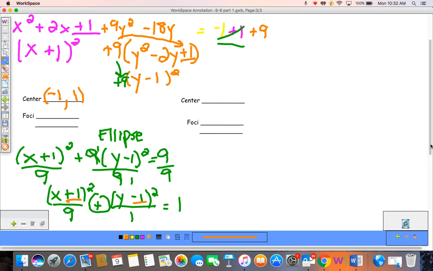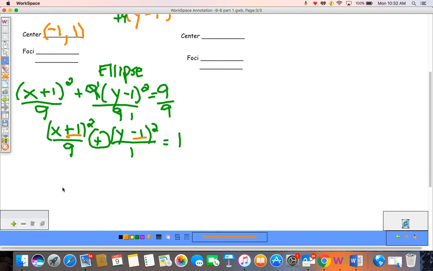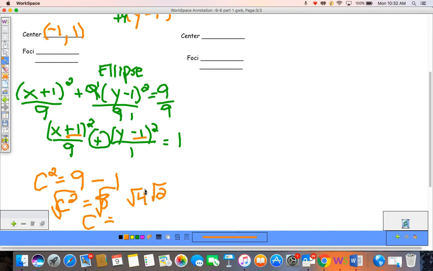Let's find my c. So in this case, c squared equals a squared, 9, minus b squared. A squared is always larger, so c squared equals 8. We're going to take the square root. And square root of 8 would be square root of 4 times square root of 2, so we get 2 square root of 2 here. So there is your c.